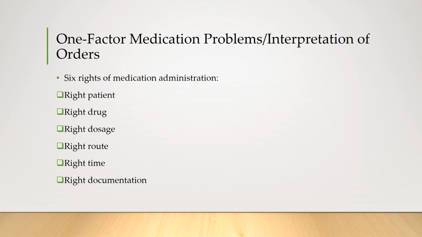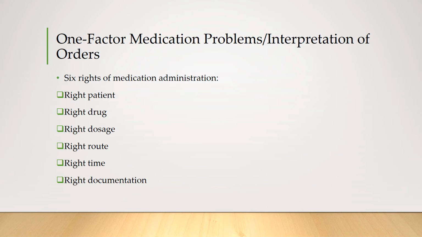So we're going to talk about one-factor medication problems. The first thing that we need to do is figure out how to interpret the healthcare provider orders. You're going to be learning more about this and hearing more about this as you go through this first semester. But there are 6 rights of medication administration, and these are so important.